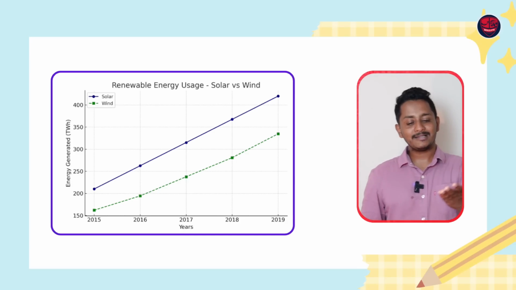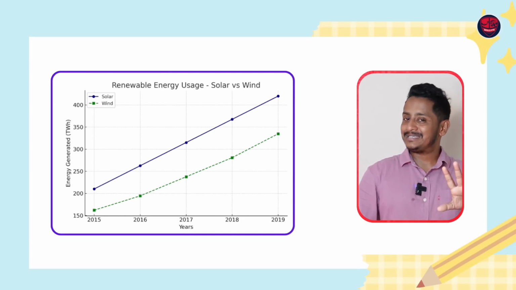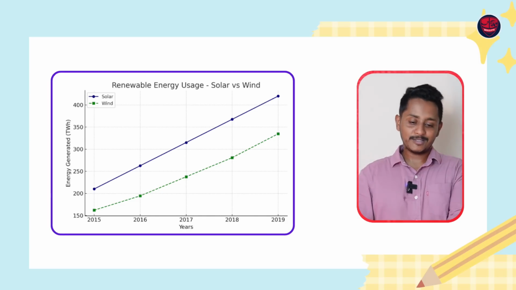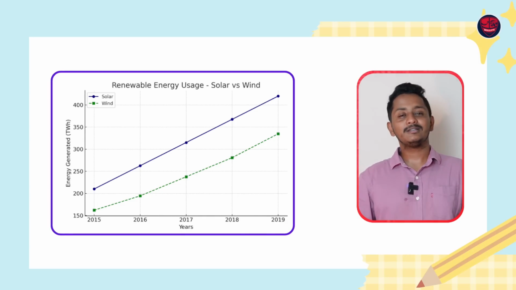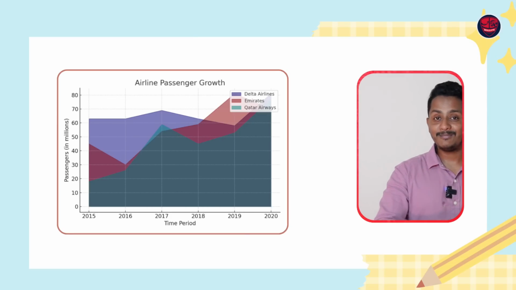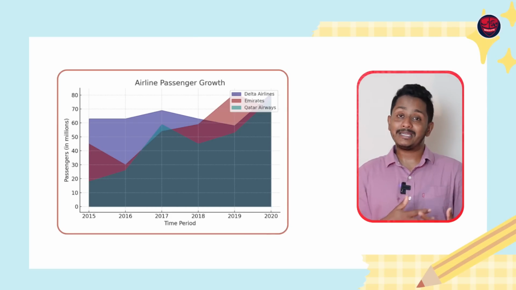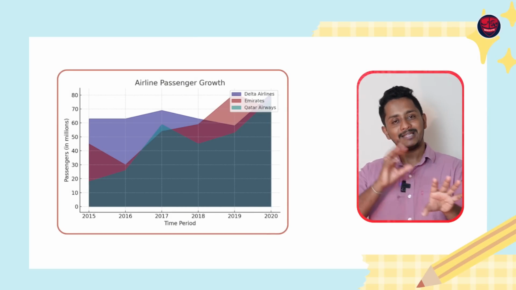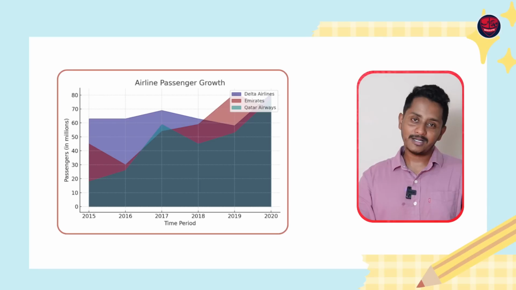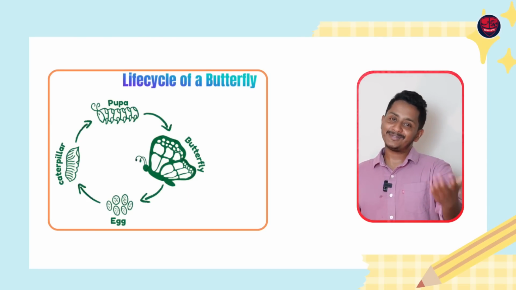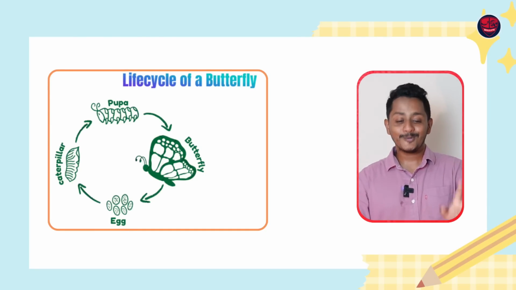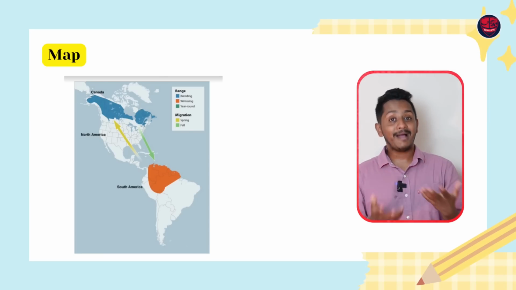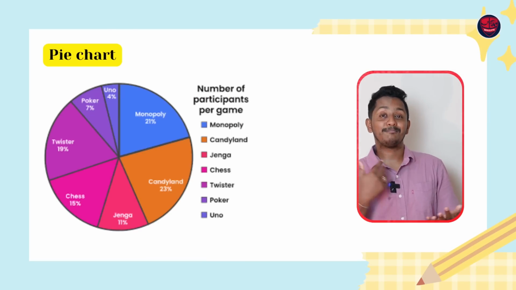Not just that, something like this comes. This is a line graph. This is going to be easy. Line graphs are going to be like this: renewable energy usage, solar, wind. This is going to be easy. And something like this comes. This is a bar graph or an area chart. This is not exactly a bar graph. This is going to be an area chart. Something like this can come, or the life cycle of a butterfly. This is a process. Or you can get maps, you can get tables, you can get pie charts.